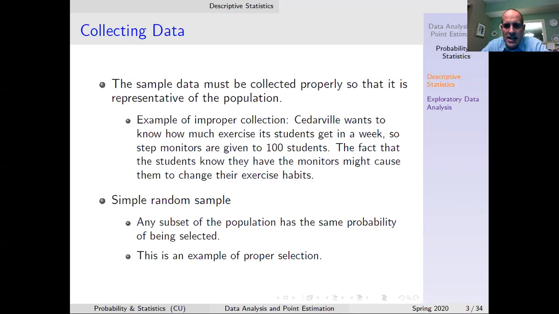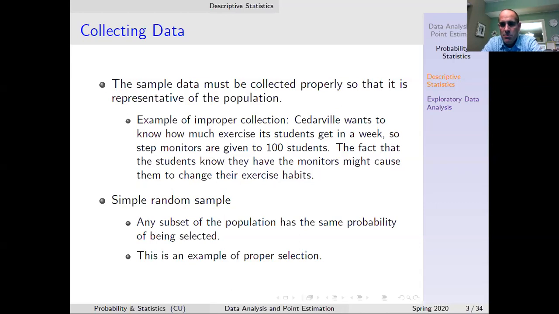So the sample has to be collected properly so that it is actually representative of the population that you claim it's coming from. Okay, so what would improper data collection look like? Well, here's an example I just wrote down. Cedarville wants to know how much exercise its students get in a week. So step monitors are given to 100 students.